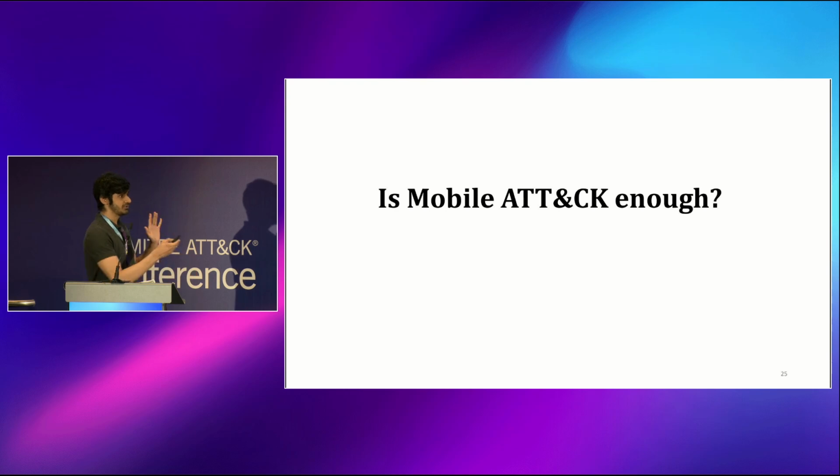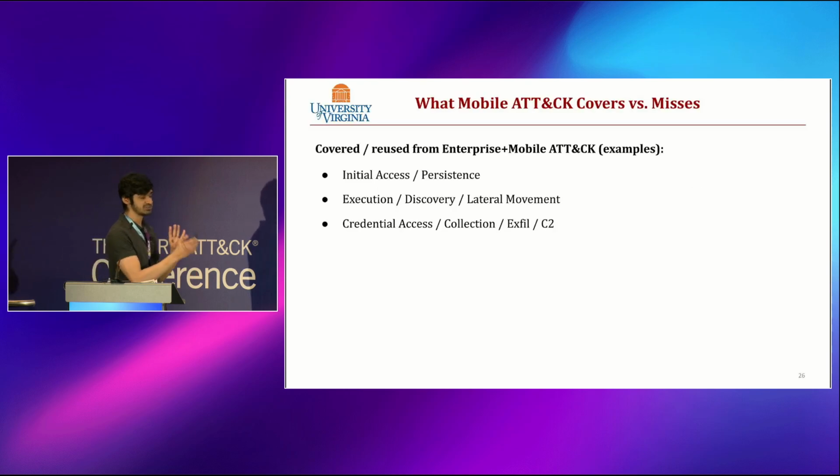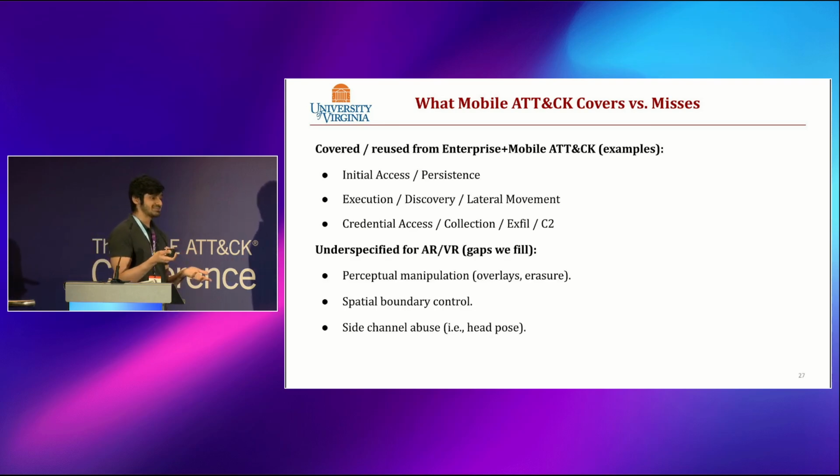We saw the first part of the Windows attack graph. That was fine. We could use all these tactics to investigate that. But when you talk about the other stuff that was going on, for instance, perception manipulation, this spatial boundary that I was talking about, and other side channels that I discussed before, these are not specifically found in the mobile version of MITRE ATT&CK. So what we did was we extended it.